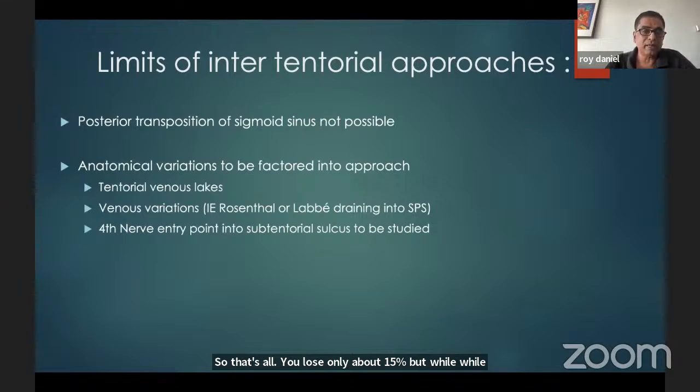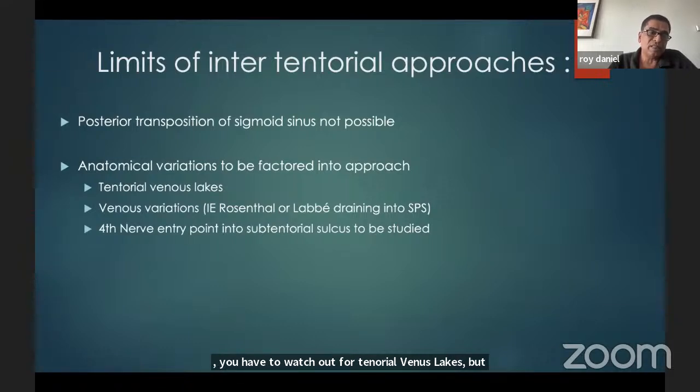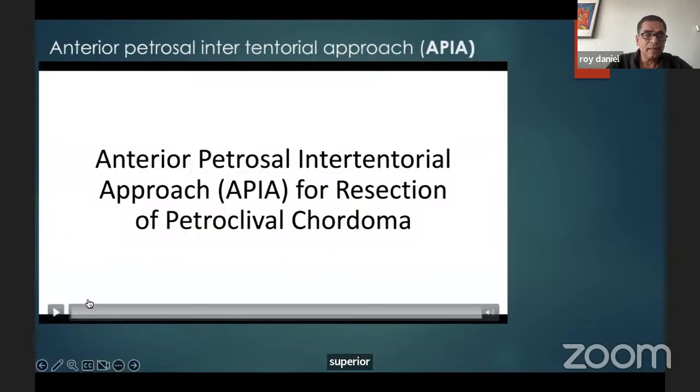The other anatomical variations that need to be factored in, you have to watch out for tentorial venous lakes, but they are easy to control, actually. And of course, you have to look at venous variations. That is, if the vein of Rosenthal or Labbé drains into the superior petrosal sinus, then you might not want to consider this approach. Just to show you one clinical case.